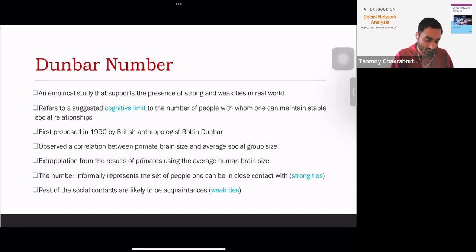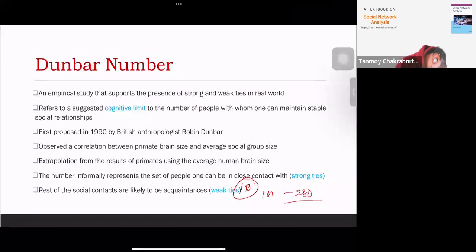It turned out that the number ranges between 100 to 250, with the average cognitive limit being 150. That means at a particular point you can remember at most 150 friends. You may have 3,000, 4,000 friends, but you would not be able to remember each of them. So based on that, he encircled your friends into different groups.